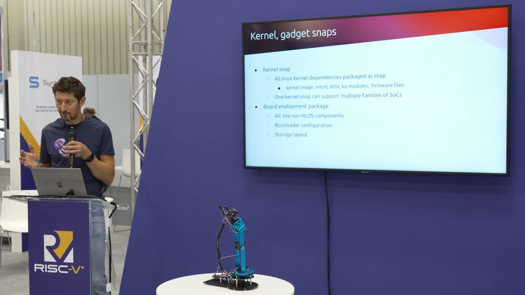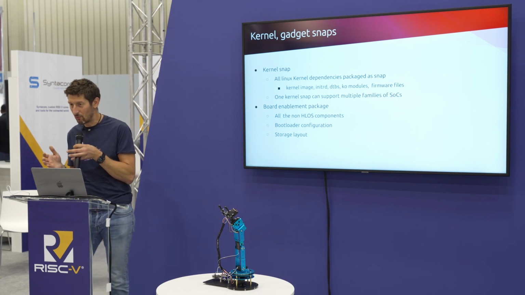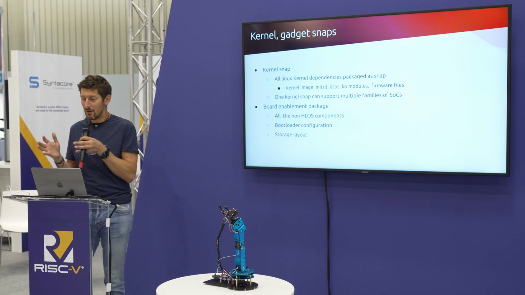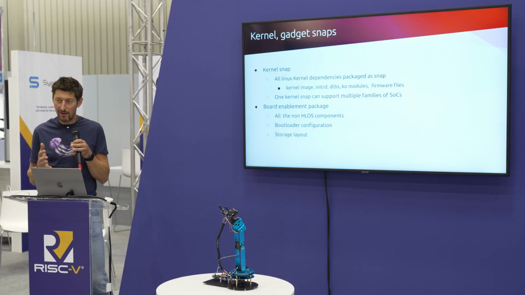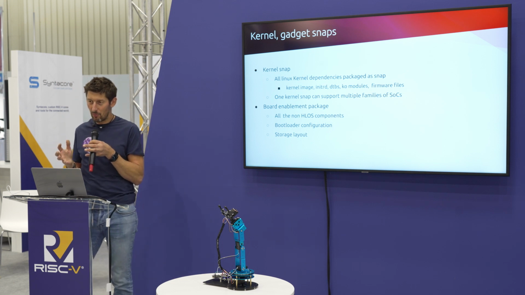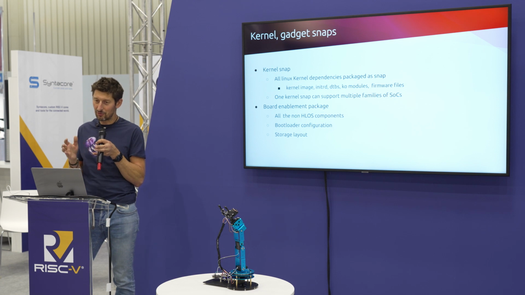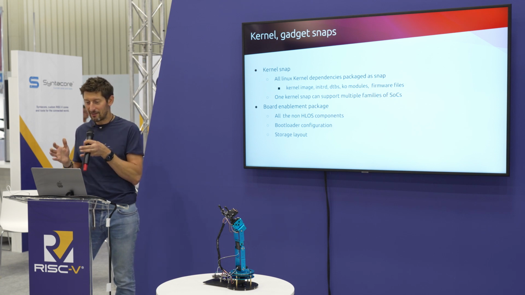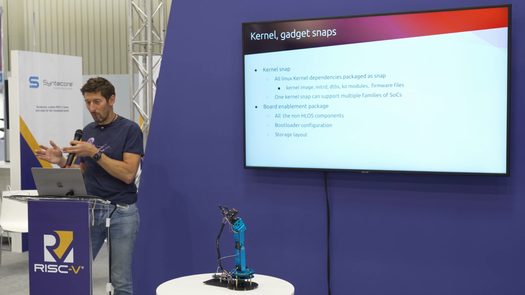So your bootloaders, if you have a TrustZone kernel or untrusted firmware in ARM, GRUB, Intel, whatever your bootloader is, U-Boot, all that would go there. We have a bootloader configuration and a storage layout. So it's a description of your board. This segregation allows you to have one kernel snap that enables a family of boards, and then you have a gadget snap for each particular board while sharing a single kernel snap. So you get easier maintenance for the kernel snap, and reusability.